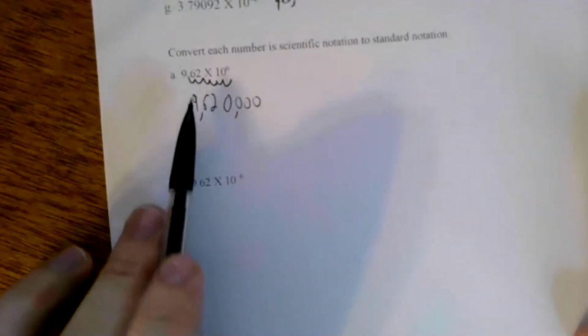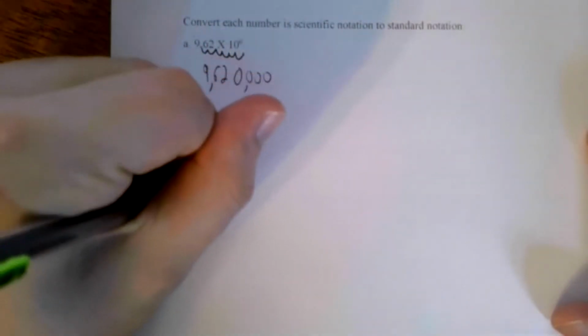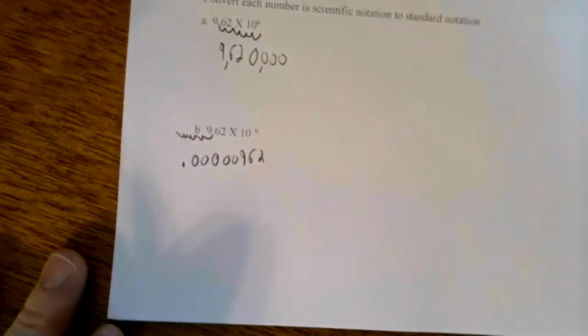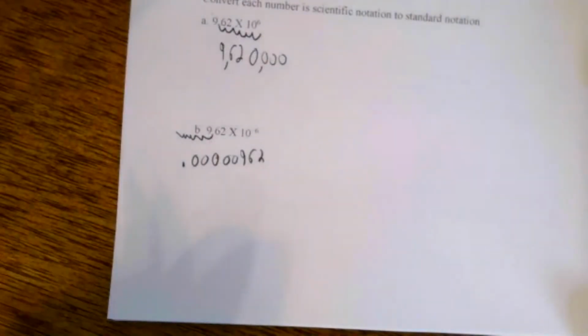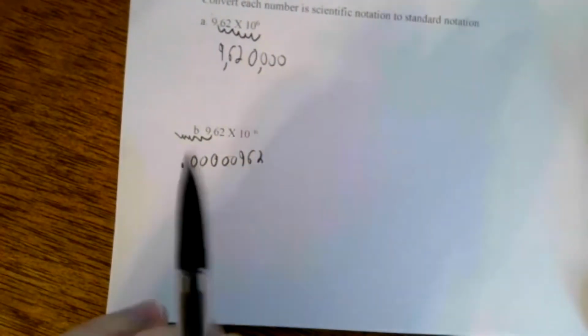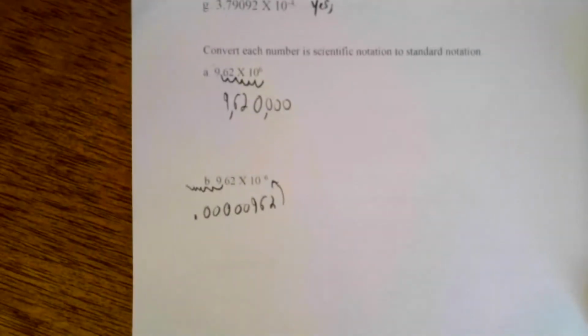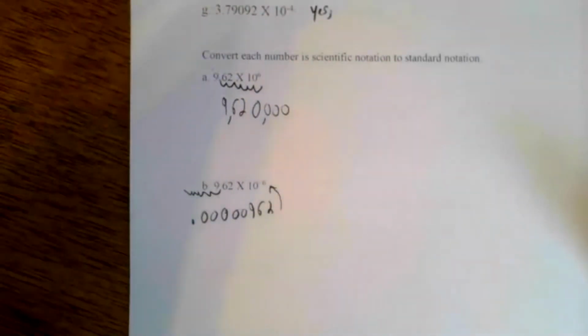Okay. So we know that this is going to be a really big number because this is a positive, right? So we have a negative on the next one, so this is going to be a really small number. So what we're going to do is instead of moving it to the right, we're just going to move it to the left. And we're going to move it to the left 6 places, right? So 0.000000962. All right, and then this kind of confirms what we were looking at in scientific notation because it's a really small number. All right, anyone have any questions on this page?